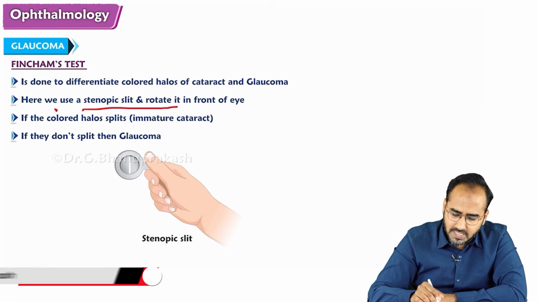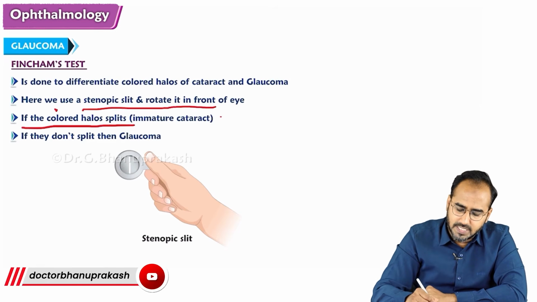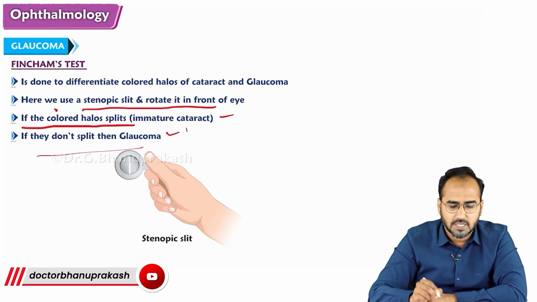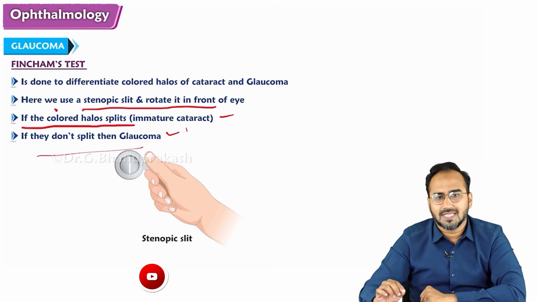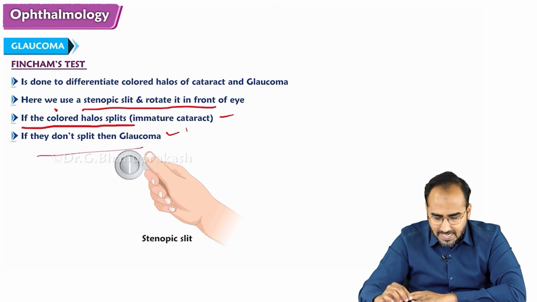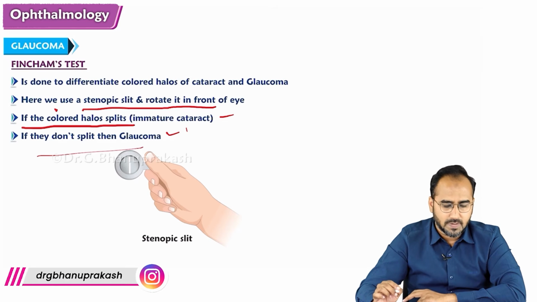Here we use a stenopeic slit and rotate it in front of the eyes. If the colored halos split, it is a case of cataract. If they don't split, it is a case of glaucoma. This is regarding glaucoma. Is it clear, guys?